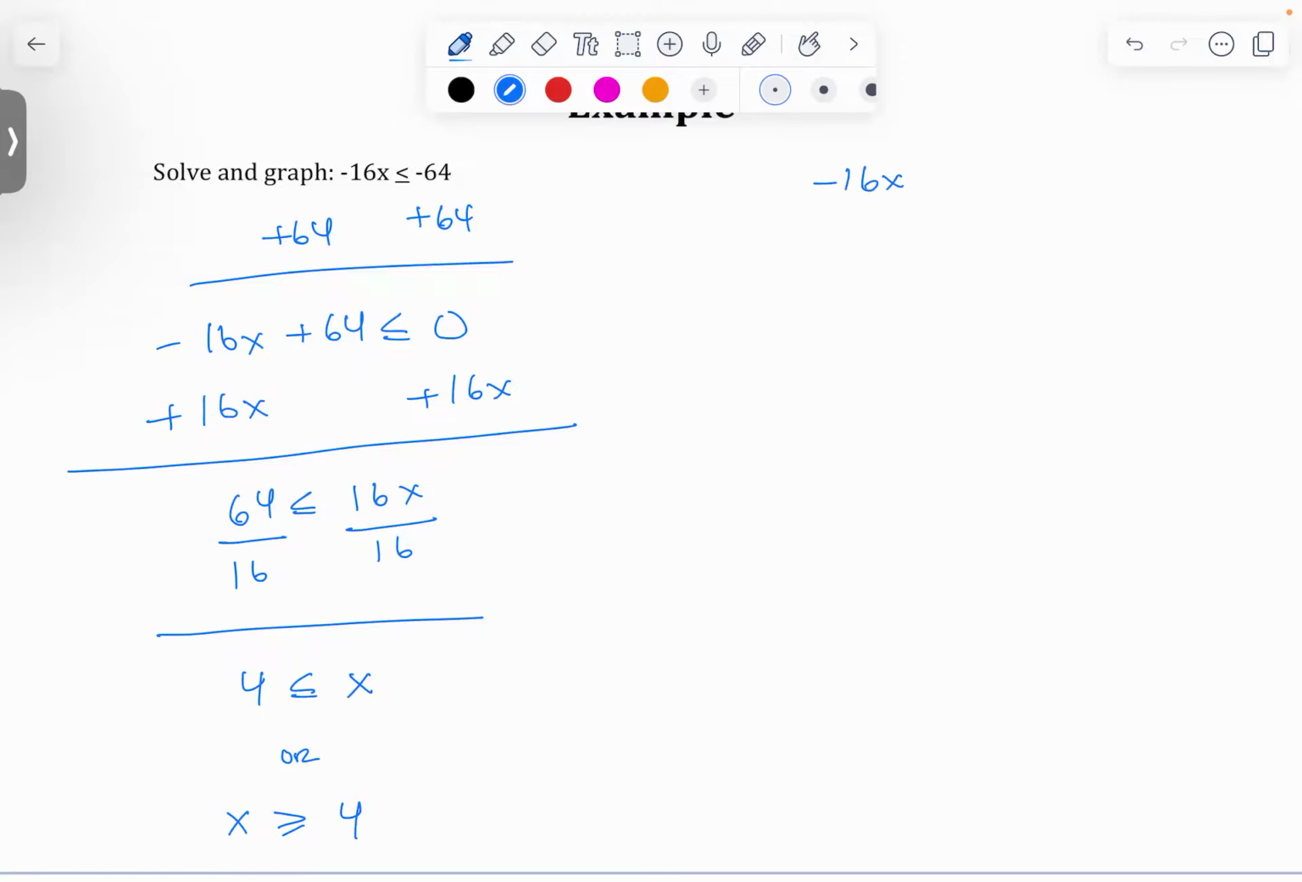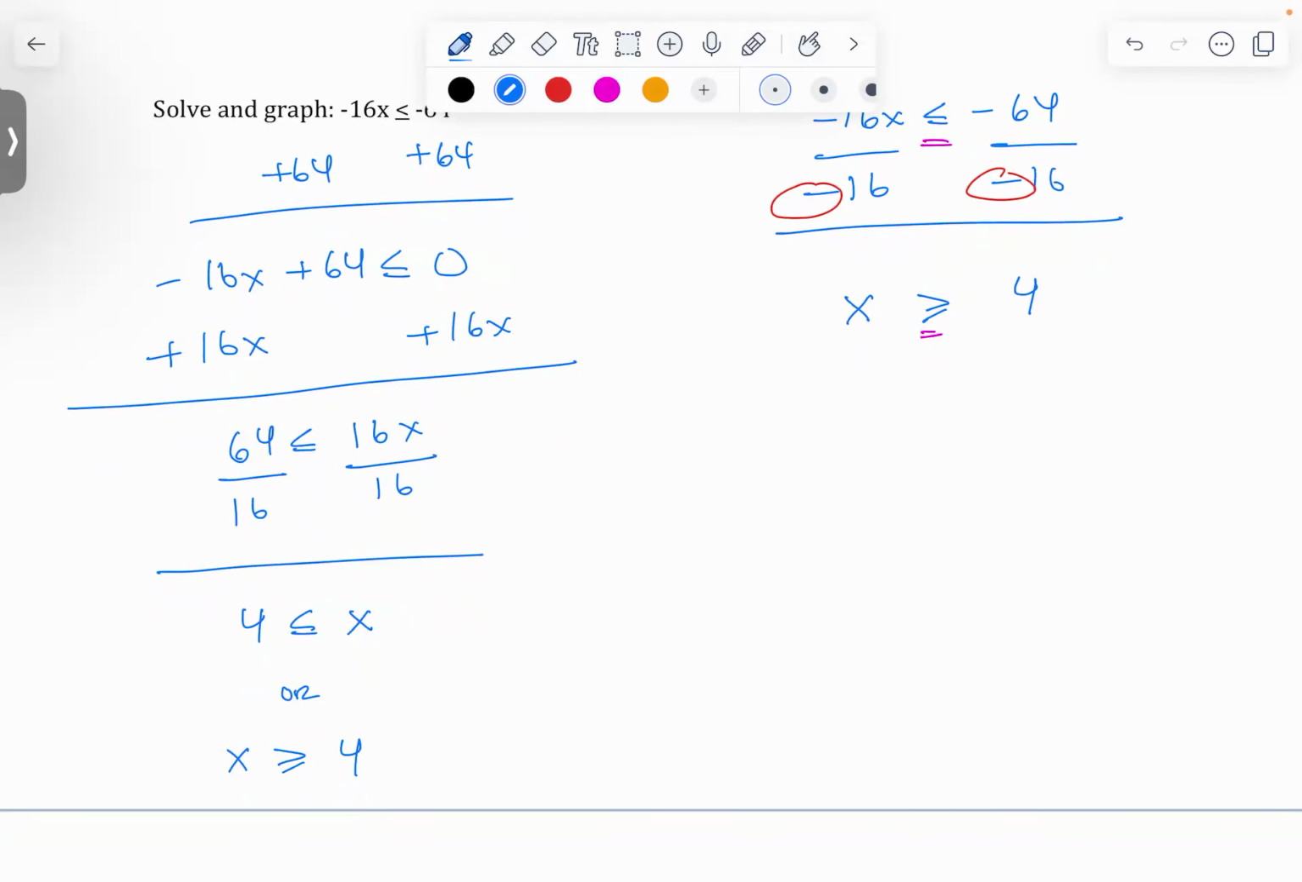We had negative 16x less than or equal to negative 64. I can do this in one step. Divide both sides by negative 16. On the left side, I get x. On the right side, I get a 4. Because I divided by a negative number, that means the inequality has to change direction. So it was a less than or equal to. Notice it changes to a greater than or equal to. It is important that you understand that. That's the only difference between solving with inequalities and solving with equalities.